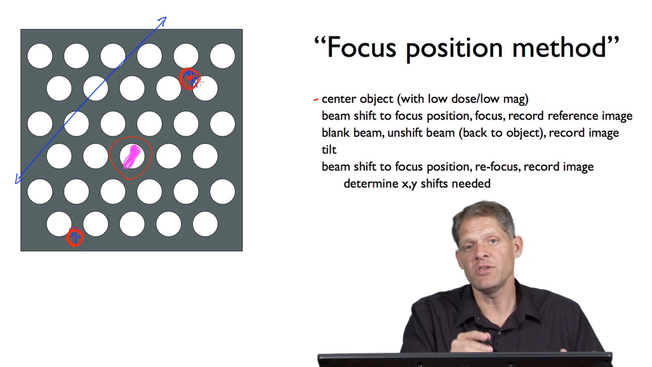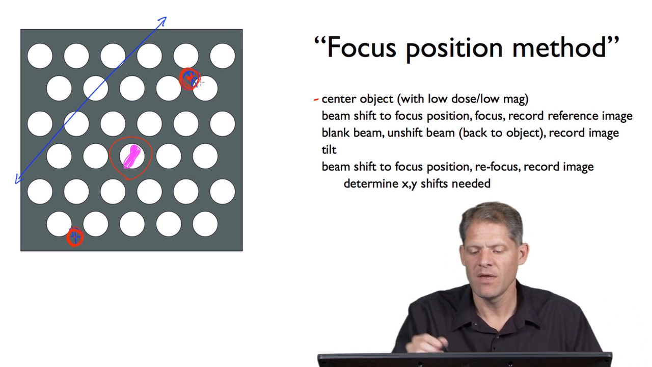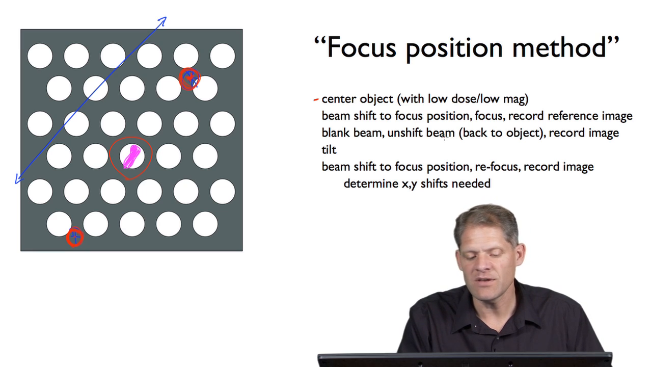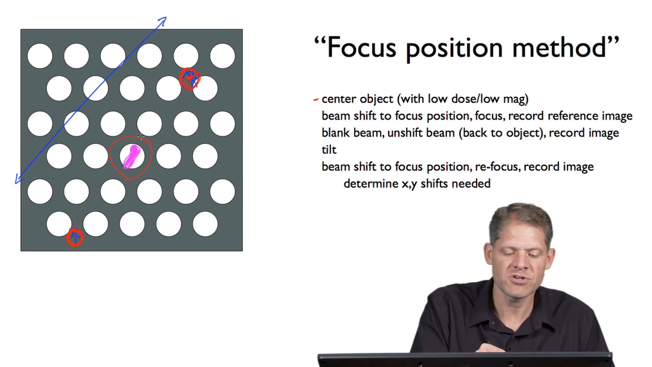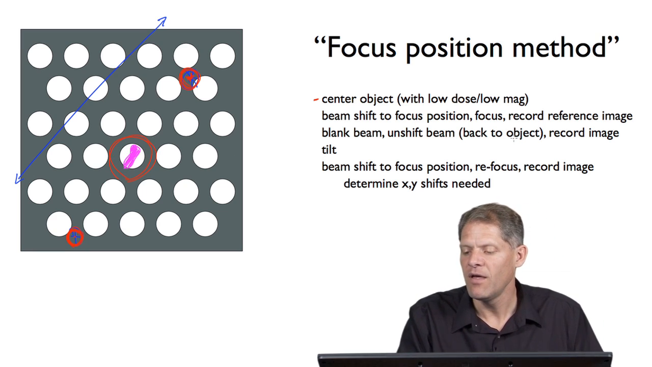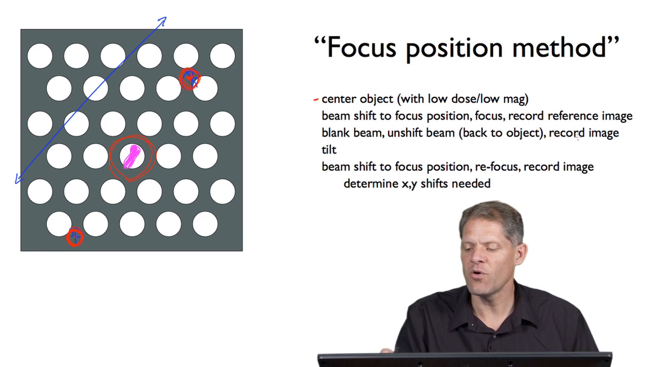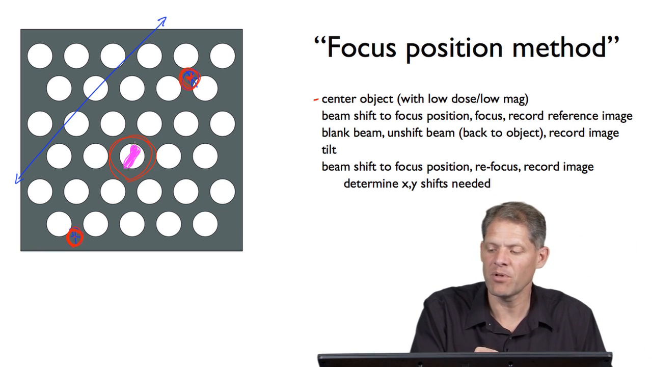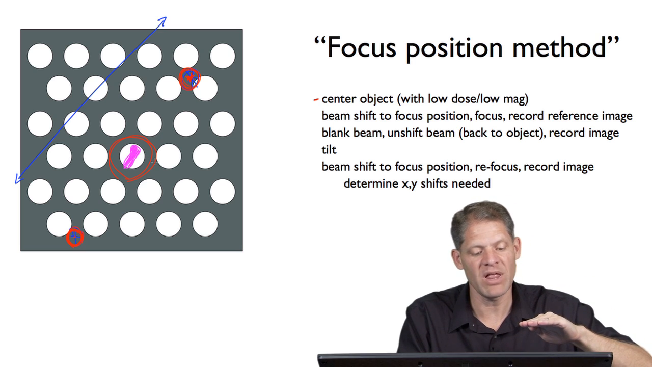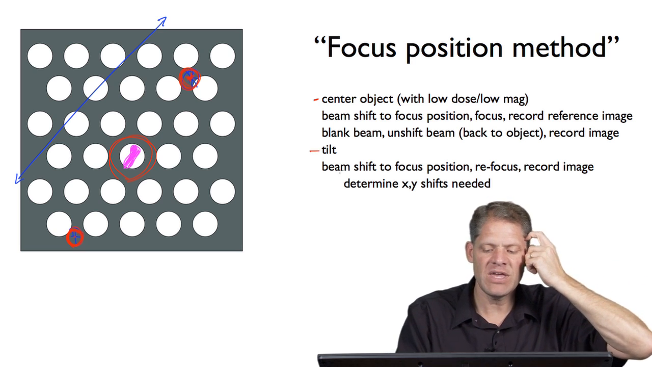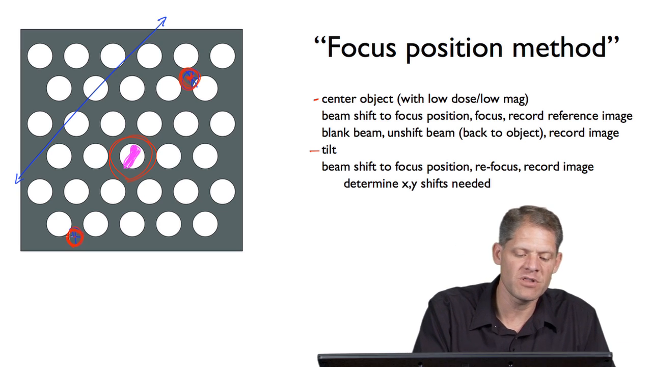Then at this point you can blank the beam. Here you blank the beam and then you unshift it, so now it's back on top of your target. Then you unblank it for the exposure time to record a clean image of your sample, and then you immediately reblank it. Then you tilt the grid and move again with the beam shifts back to one of these focus positions.